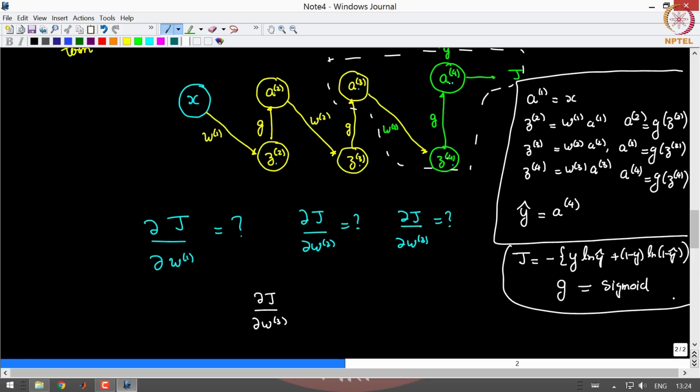We will assume this, but you can do this process for any G and any J, as you will see shortly. So, let us say I want del J del W 3, what is it equal to? Del J del A 4, this step, times del A 4 del Z 4, that is this step, multiplied by del Z 4 del W 3.